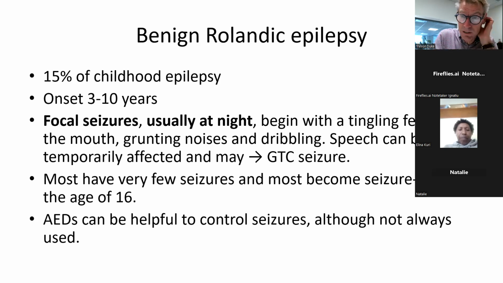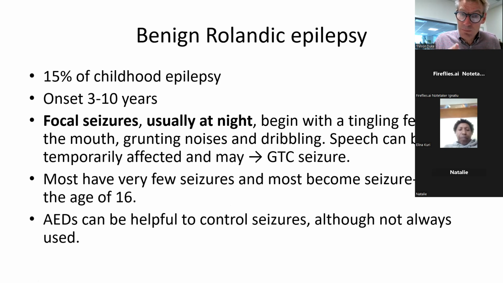But it's of great concern to parents. The onset is usually between 3 and 10 years, and it occurs in children that are previously quite well. Generally they've never had any brain injury or meningitis or trauma or anything like that. They're not preterm babies. They're just otherwise normal children. Now, mostly the children may have a few seizures, again, usually occurring at night, but they generally become seizure-free by the age of 16, often much earlier than that.